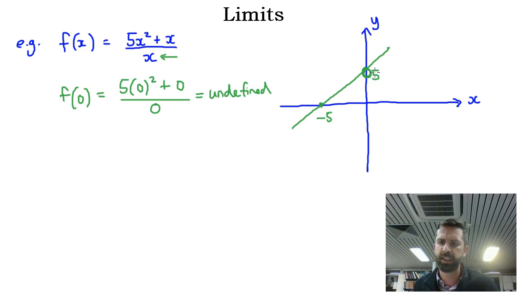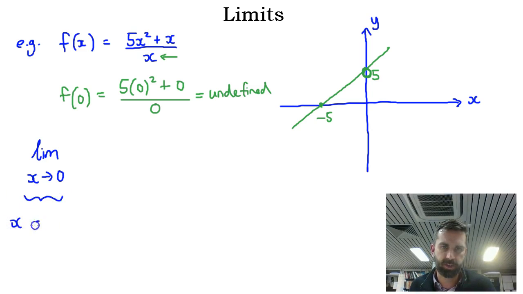That's a bit weird. In fact, if you did this on your graphics calculator and tried to find the y-intercept, it'll say undefined. But what we can do is say, well, we know it's undefined and there's no solution, but what if we just get really close to it? So if we say the limit as x approaches 0, this is a new piece of mathematical notation. Lim means limit, x arrow 0 means x approaches 0.